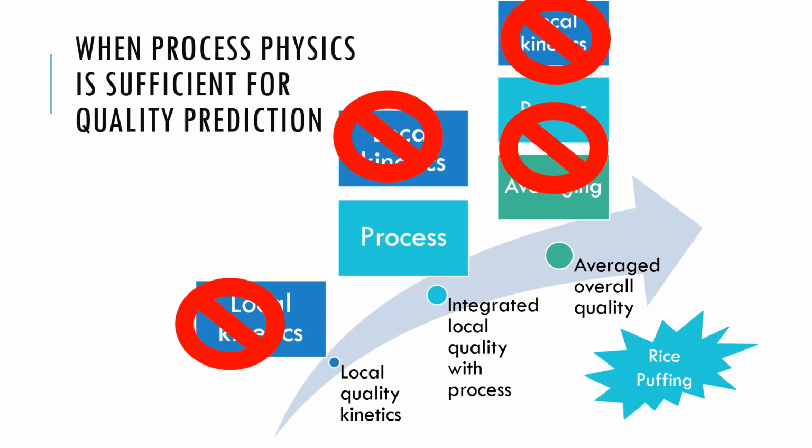How we got porosity still fits in the overall framework that we developed, except that it is a very special case. We don't need the kinetics. We don't need to combine it with the process, and we don't need any averaging. So it's just the process description gives the quality. So this is a special case, a simple version of the overall framework.